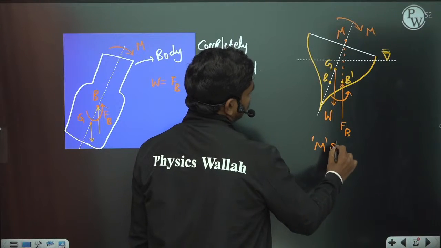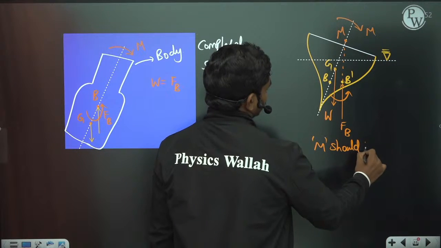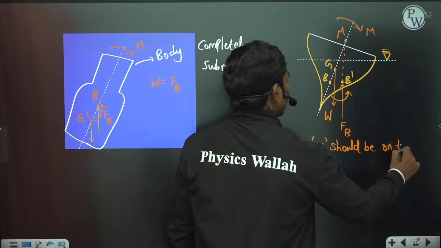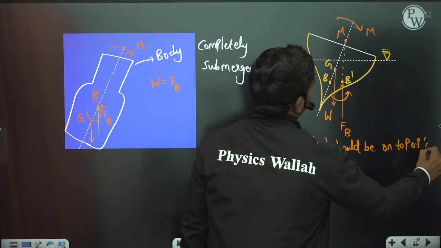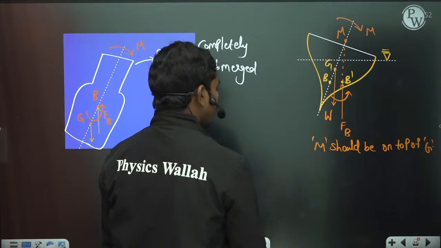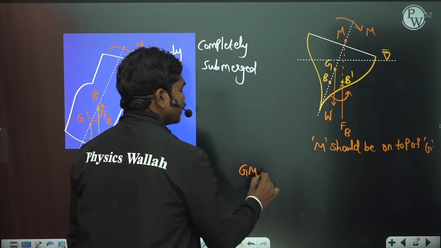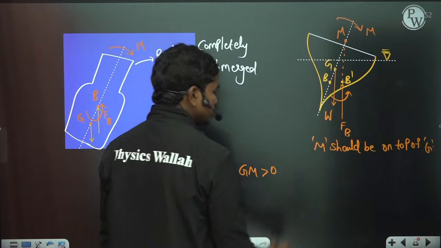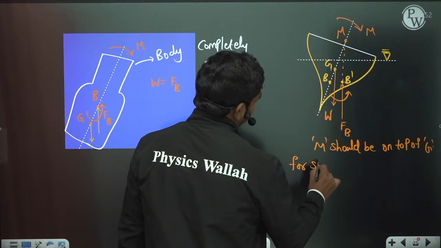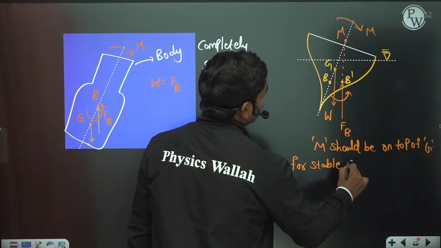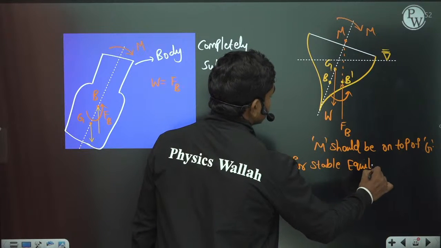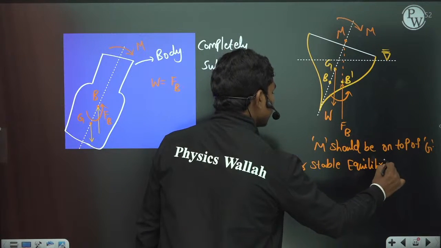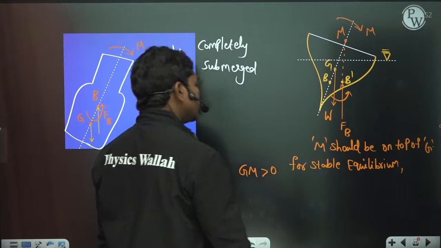So M should be on top of G. And how do you calculate this metacentric height? This GM has to be greater than 0 for stable equilibrium, which you know. So if this is the case of stable equilibrium, then how do you actually do the things?